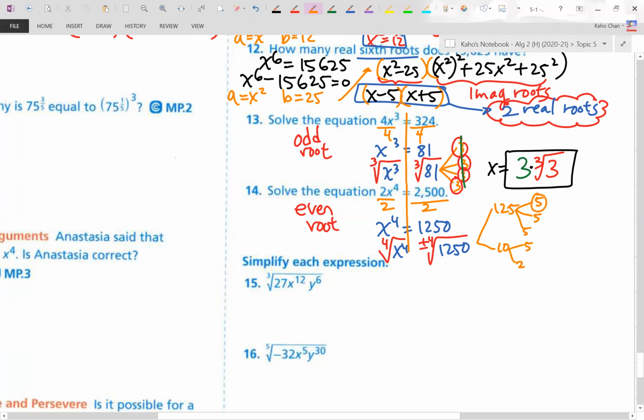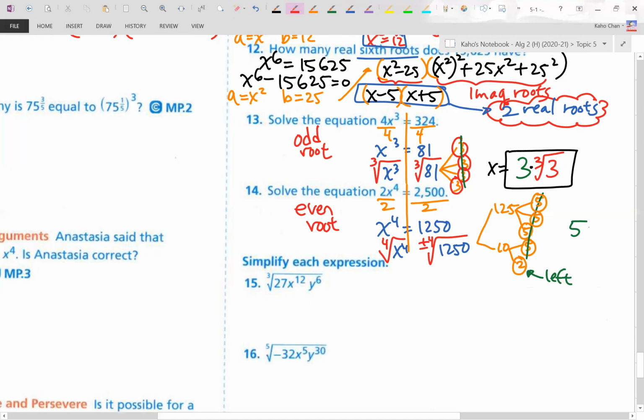Ooh, interesting. 125 from earlier, we know it's 5, 5, 5, and 10 is 5 times 2. Look at that. 5, 5, 5, 5, 2 is 1,250. Whew, yay. I have 4 5s that come out, but that 2 is a leftover. That's what's left underneath the radical.